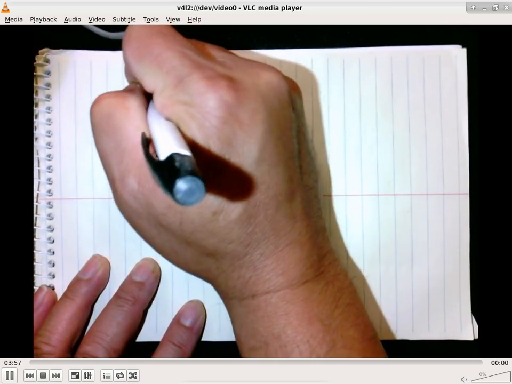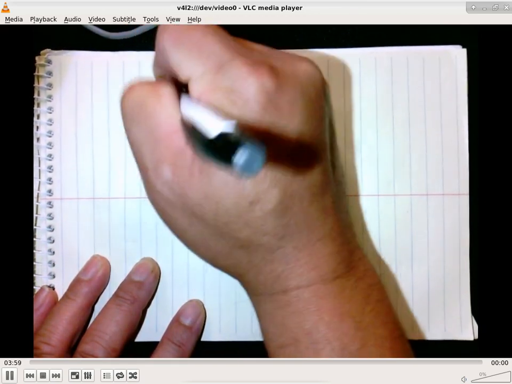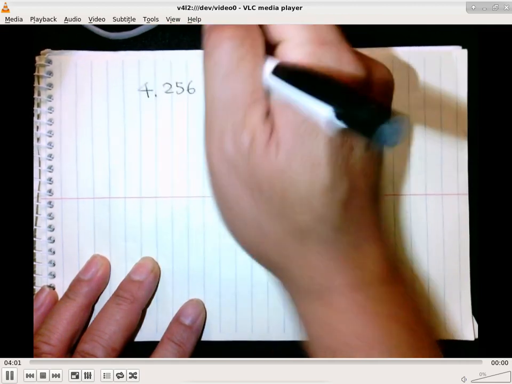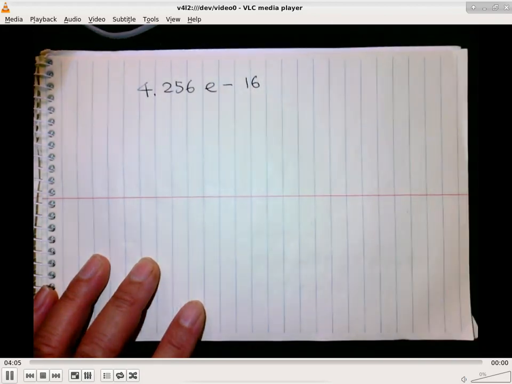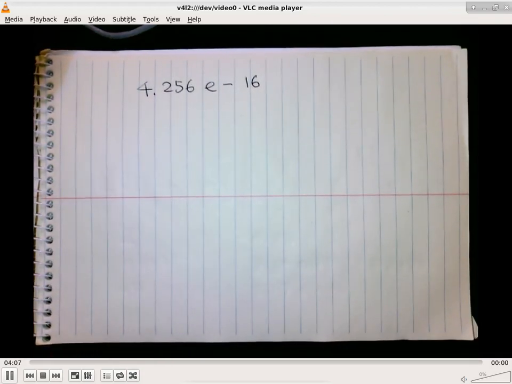So let's just say that I have an example of 4.256 e minus 16. This is the incoming input, what is stored in the string. Each character is representing a particular item. So how would you write a subroutine to do this? Now I can tell you what the end result needs to be, what you need to track.